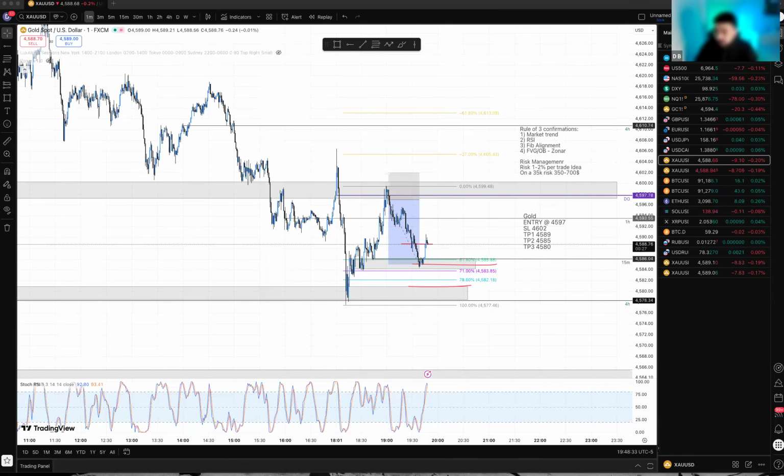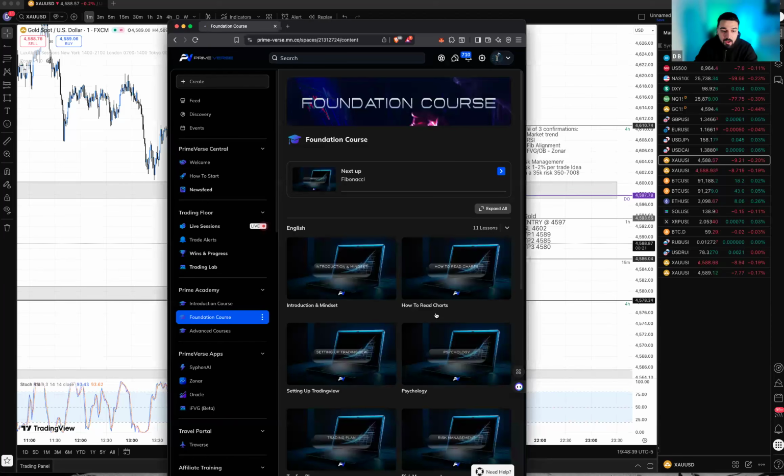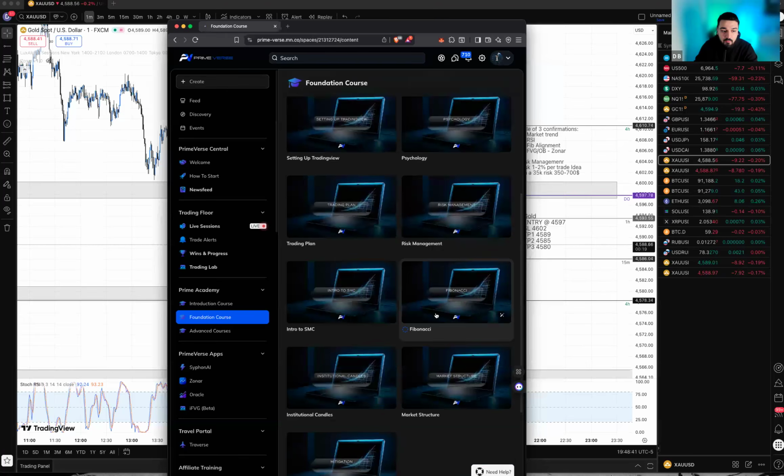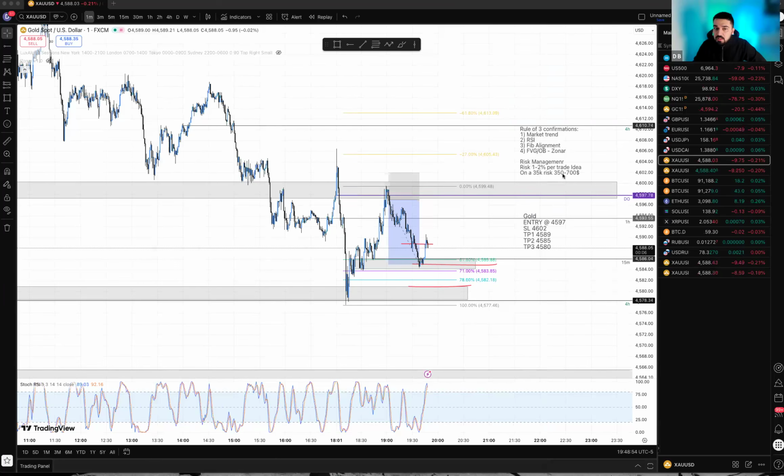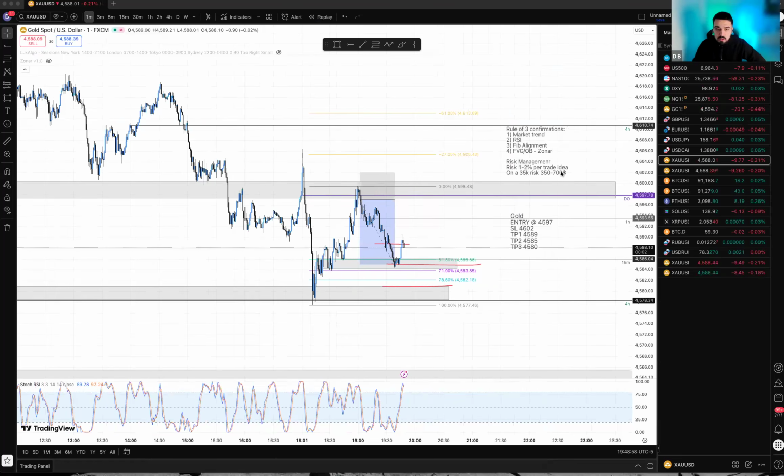To understand Fibonacci as a whole a little bit better, we, as always, have education on that. It's inside our foundation course. I'll show you guys right here, the foundation course, and we have our Fibonacci class. Go there, have a look into the Fibonacci examples and the education on those. They will help you a lot throughout your learning. Even our Zonar is based on Fibonacci in a lot of ways, so I think it's useful that you guys learn the concept of Fibonacci.